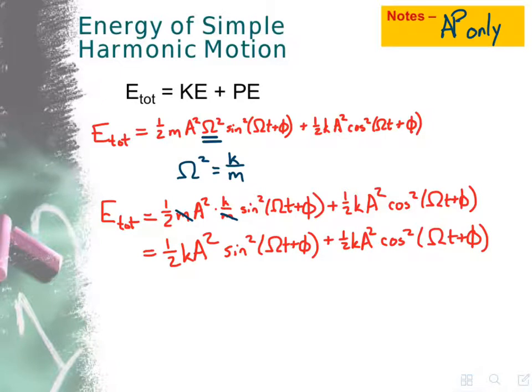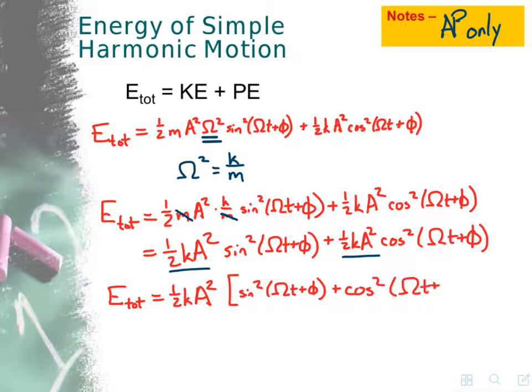Well, those two things have a common factor, don't they? It's 1/2 K a squared. They share a common factor, so let's factor that out. So I have total energy equals 1/2 K a squared, and now I have sine squared of omega t plus phi plus cosine squared of omega t plus phi in parentheses.